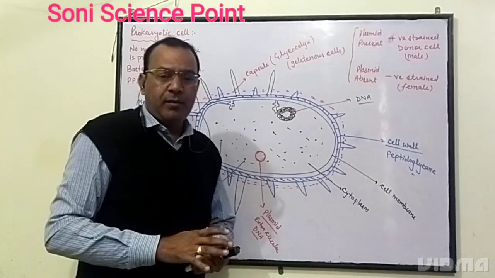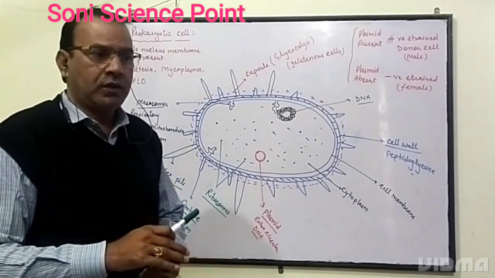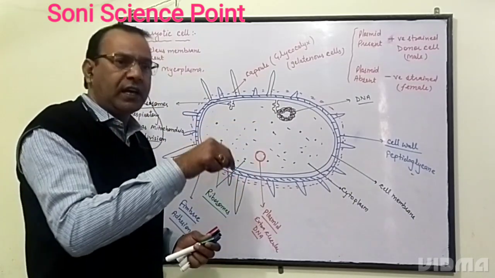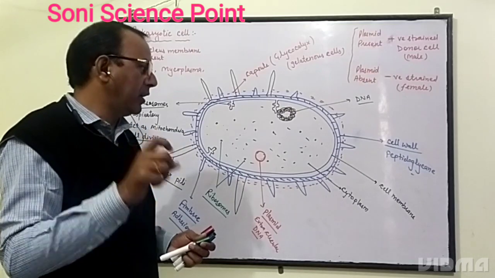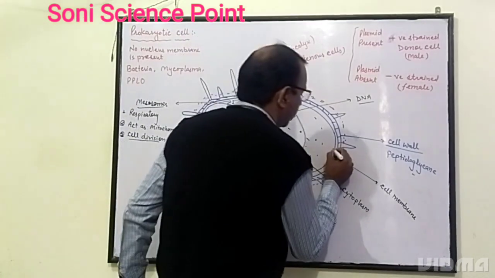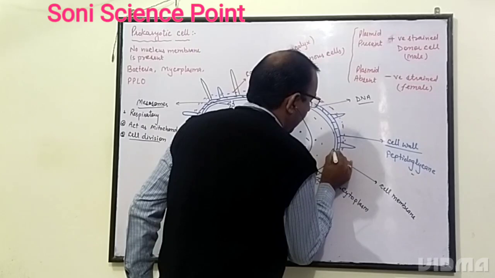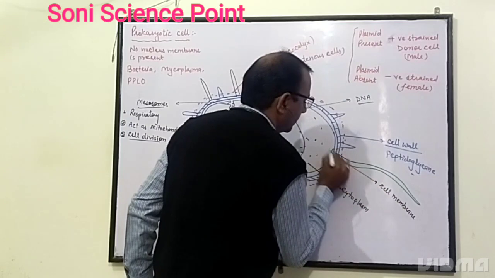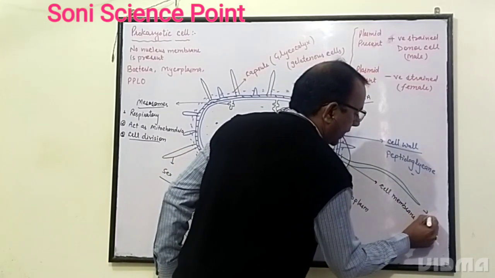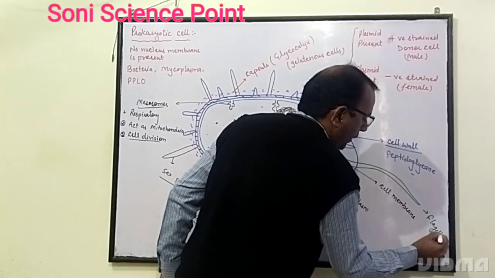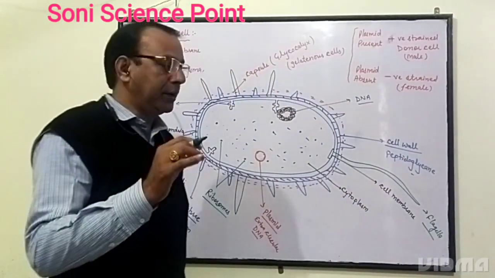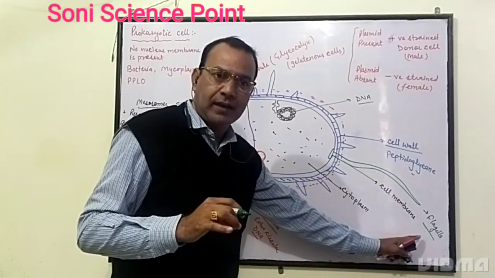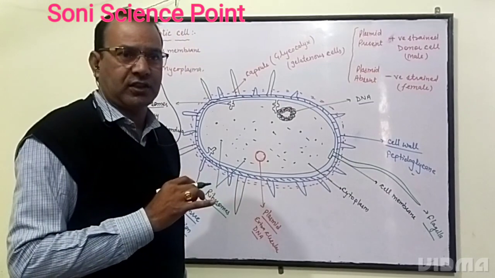Some prokaryotic cells are motile and some are not. There are some prokaryotic cells which move from one place to another. In those cells which move, one large hair-like structure is also present. That large hair-like structure is called flagella. If the prokaryotic cell moves from one place to another, it moves with the help of flagella. Flagella is a large hair-like structure.